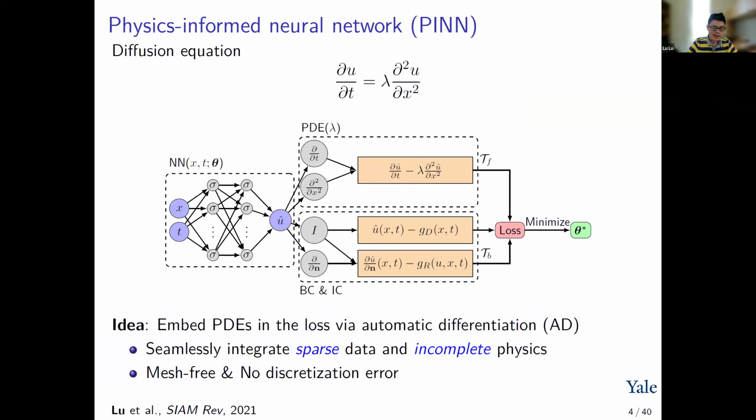So this method has many different advantages. I will show you by using this simple example of a diffusion equation. Let's say we have a system simply described by this 1D diffusion equation, du/dt is equal to lambda d squared u/dx squared.